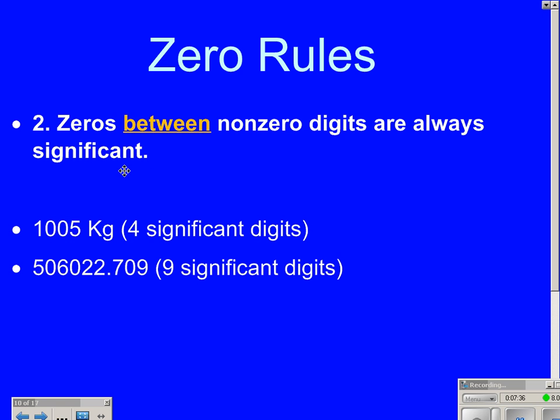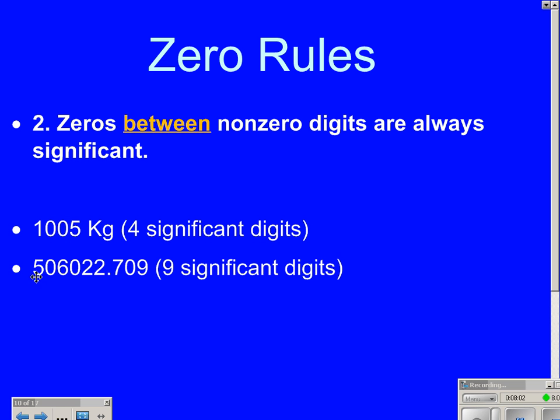Another zero rule. Zeros between non-zero digits are always significant. So we're going along in our first example. This one is significant because it's not a 0. A couple of zeros and another one here, significant because it's non-zero. These zeros are in between the 1 and the 5, therefore they are significant. So here we have 4 significant digits.